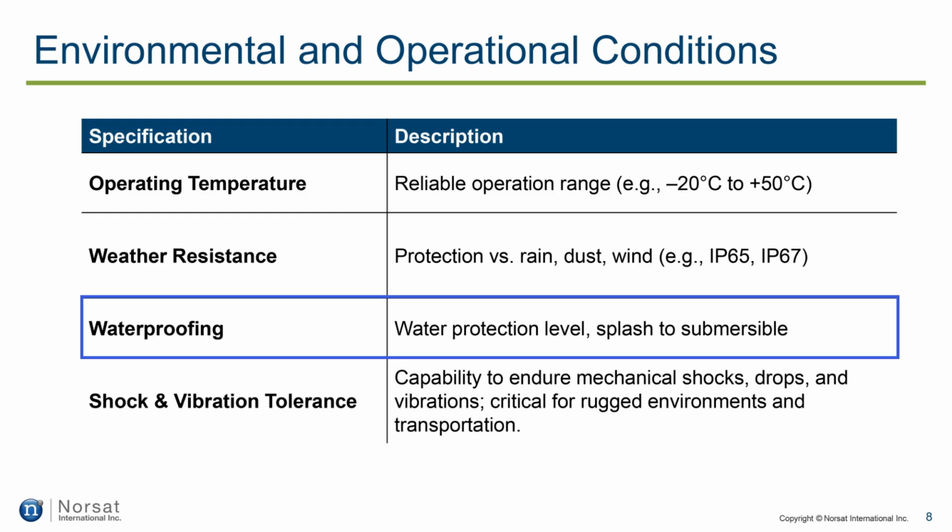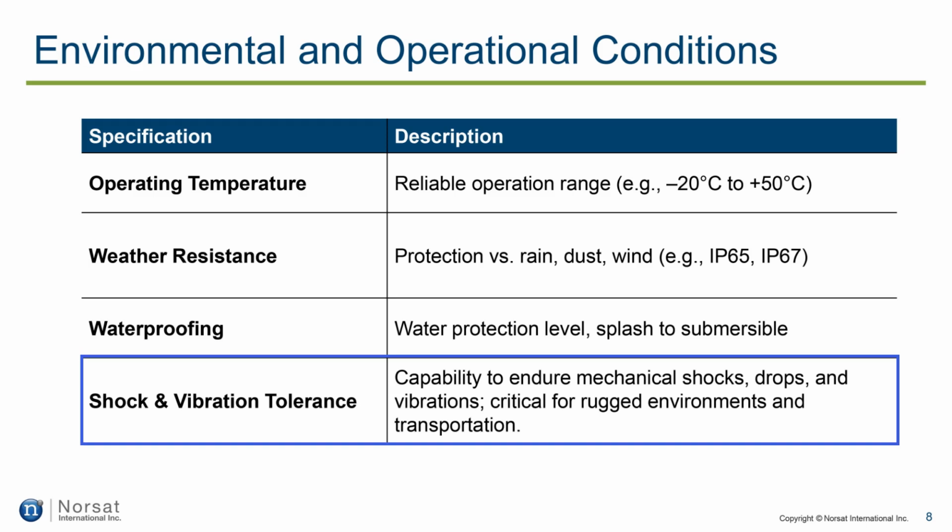Waterproofing matters in wet or submerged environments, like farming, sewer inspection, or coastal missions. Ensure enclosures are sealed, corrosion-resistant, and built to the right waterproofing level. Finally, assess shock and vibration tolerance. Robots in rescue, construction, or transit must withstand impact and shaking. Specs like G-force or vibration frequency show how rugged the design is.